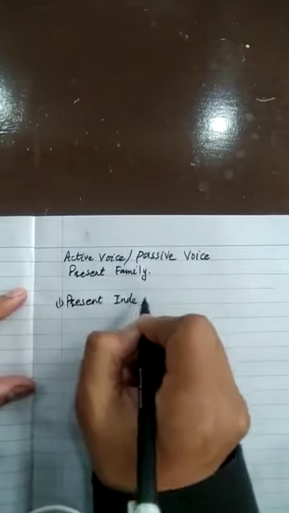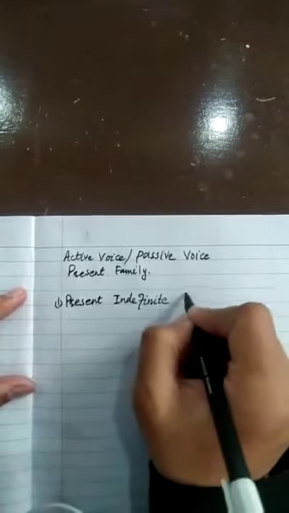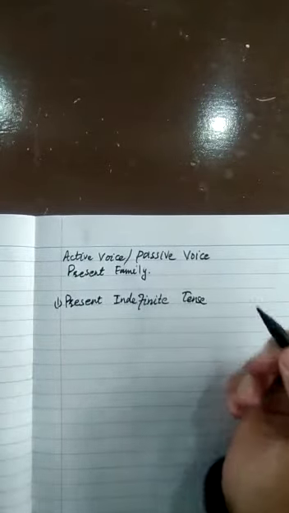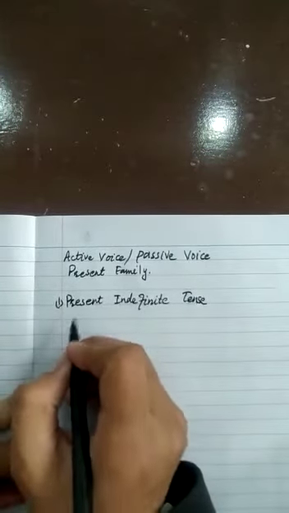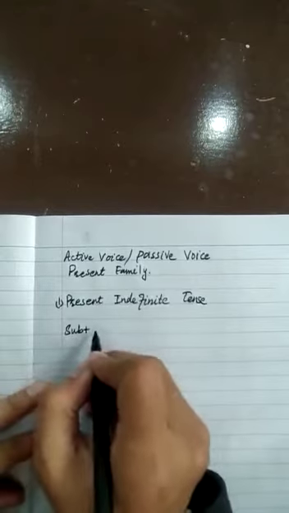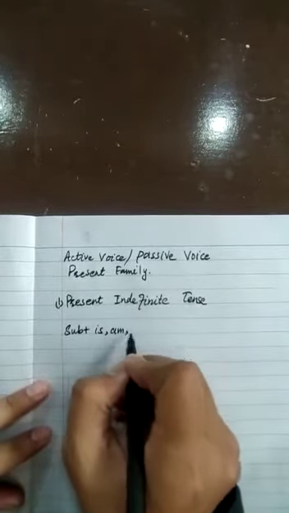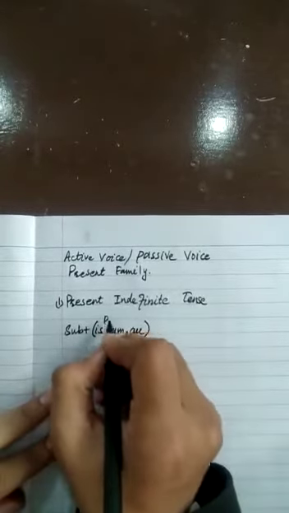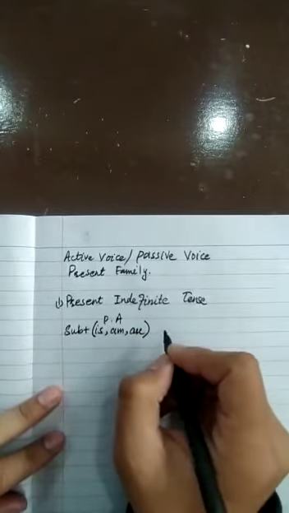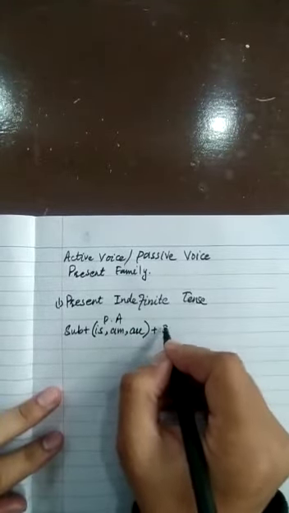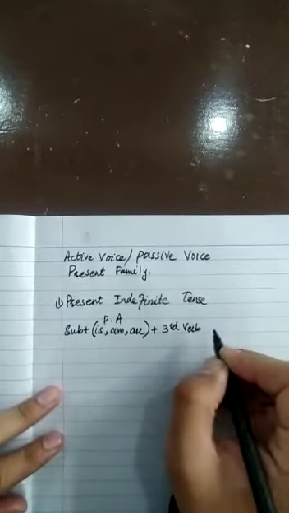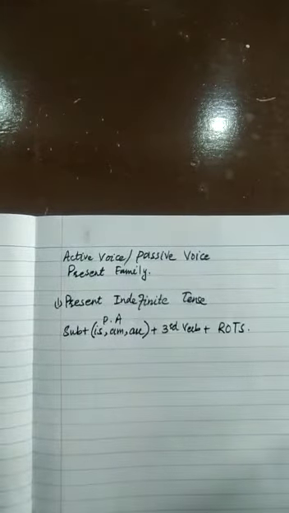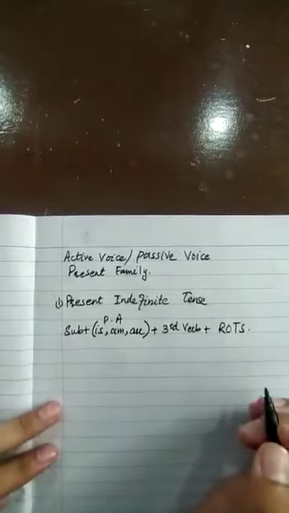Present indefinite tense. In present indefinite tense, let me write the structure for you: subject plus is, am, and are. These three are the passive auxiliaries of present indefinite tense. Then, as usual, the third form of the verb plus the rest of the sentence. That is the passive structure of present indefinite tense.